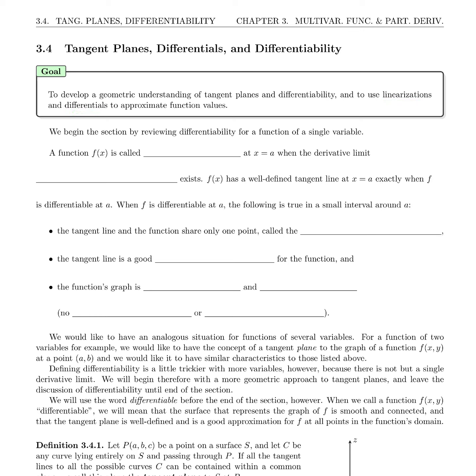We'll begin the section by reviewing differentiability for a function of a single variable. A function f of x is called differentiable at x equals a if the derivative limit f prime of a, which is the limit as h goes to 0 of f of a plus h minus f of a over h, exists. F has a well-defined tangent line at a exactly when f is differentiable at a.